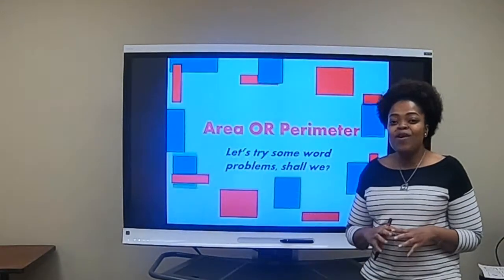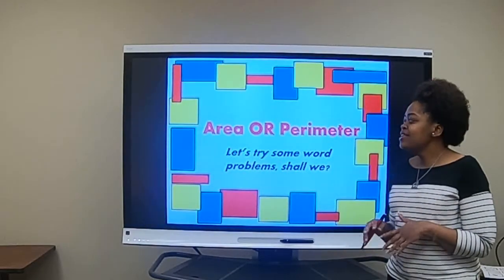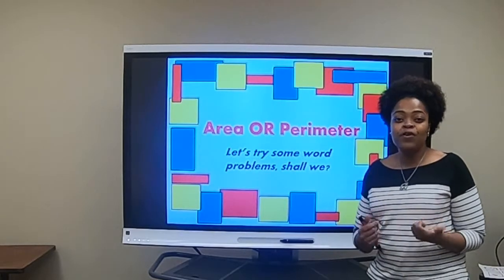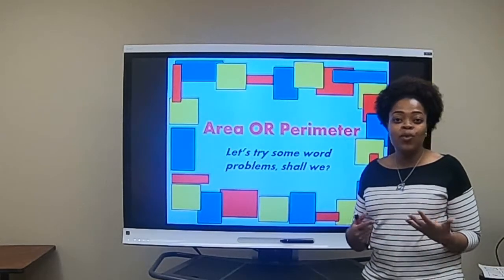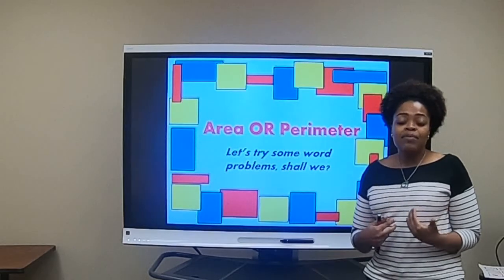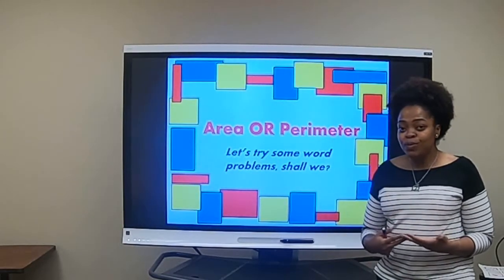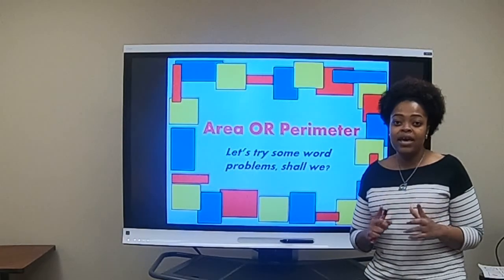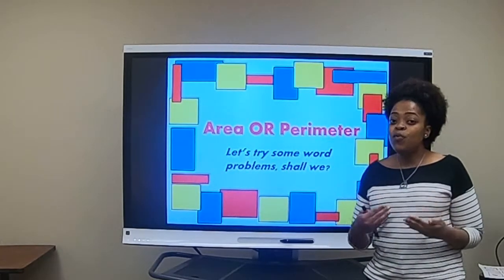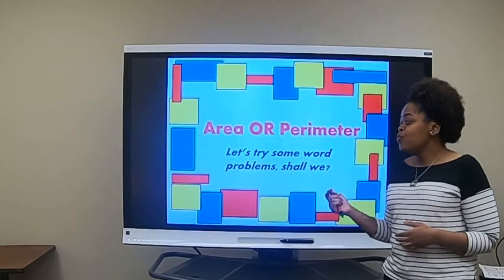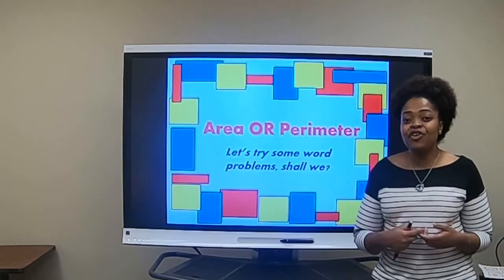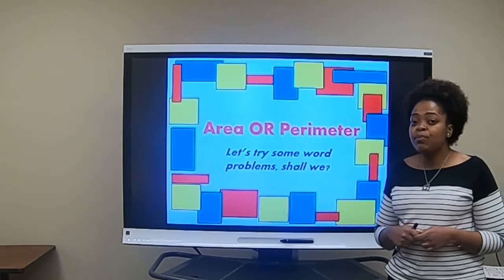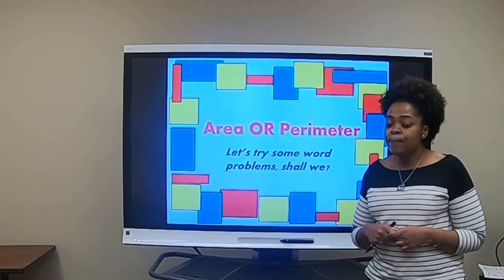All right, now we're going to play a game. And this game is called area or perimeter. Now for this game, we're going to be using word problems. I'm going to read the word problem to you. Make sure you listen for key terms that may help you figure out whether the word problem is an area word problem or a perimeter word problem.